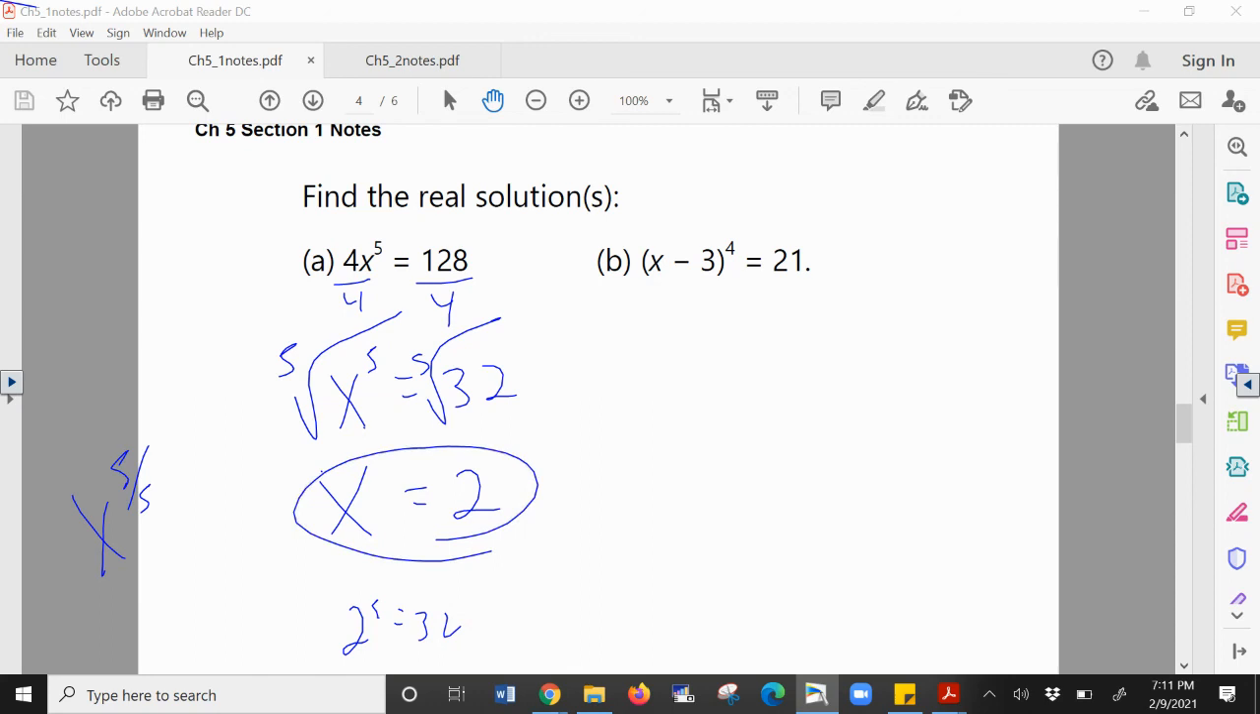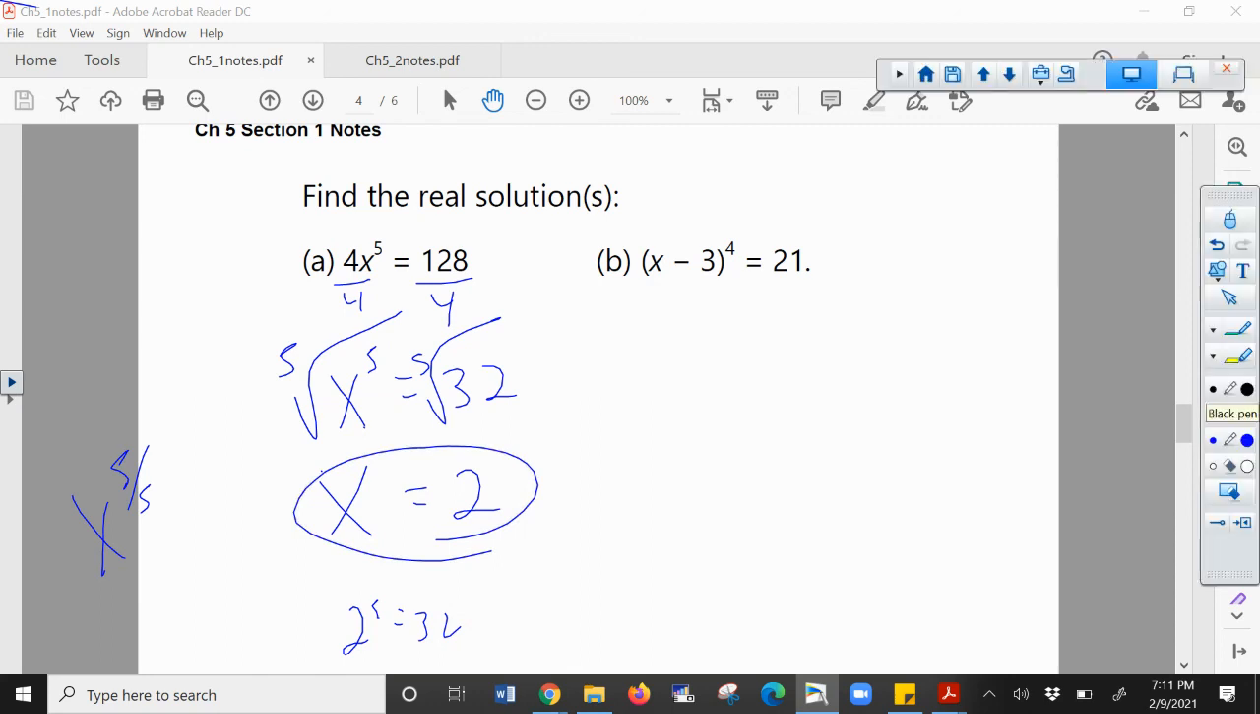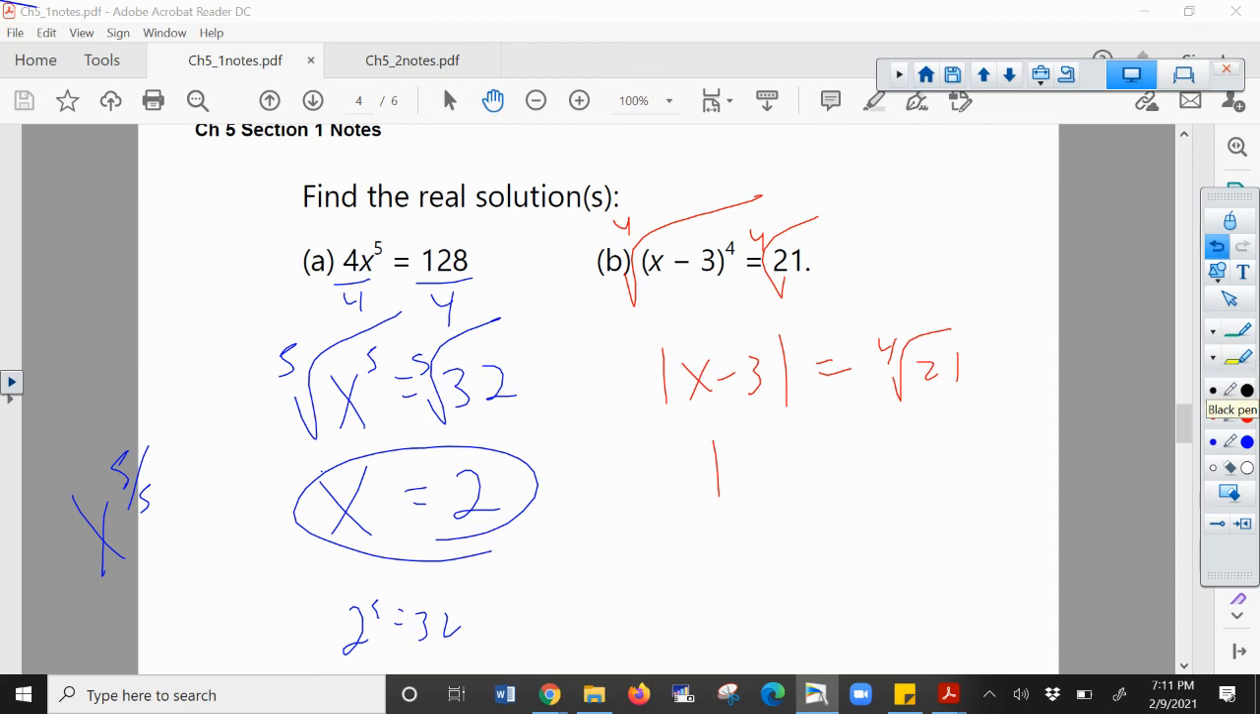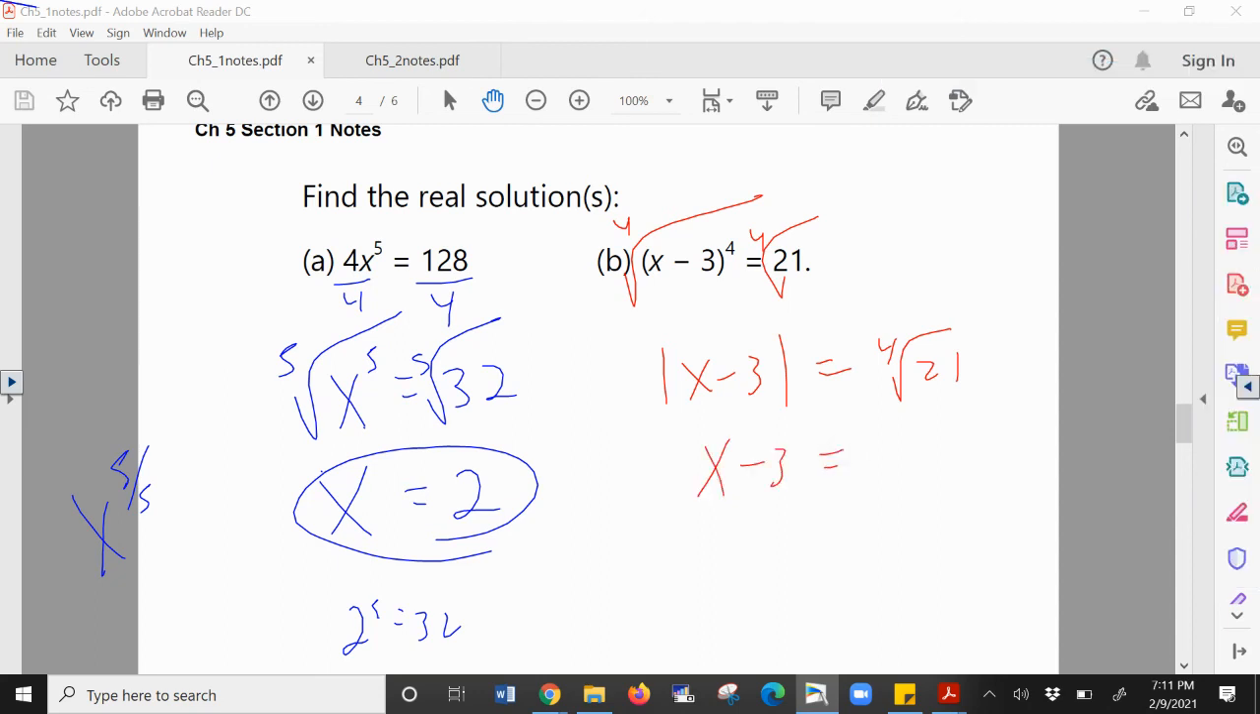On this one over here, the perfect part is already isolated. So all we're going to do is take the fourth root of both sides. In this case, I would do it like this instead of the way the book is suggesting, because that's what we did before for square roots. Then x minus 3 is equal to plus and minus the fourth root of 21, for the same reason that worked for square roots. So our answer is 3 plus and minus the fourth root of 21. And that's the final answer, those two answers.